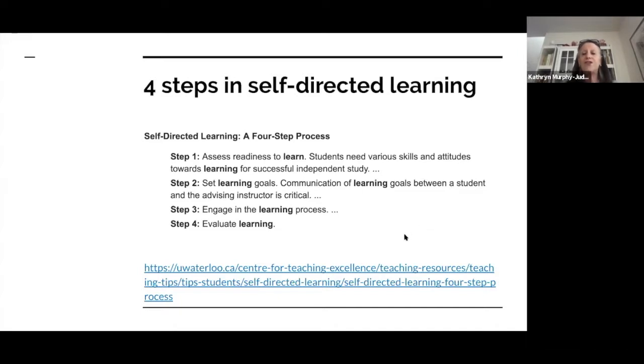The third step is to actually engage in this learning process. And then the fourth really important one is to evaluate learning. This is where reflection comes in, and one has to ask oneself, did I learn this? If I didn't, to what level did I learn this? And if I didn't, what do I need to do? Where do I need to go back? How do I need to seek scaffolding and support so that I can learn this better, to the level to which I want to learn it?